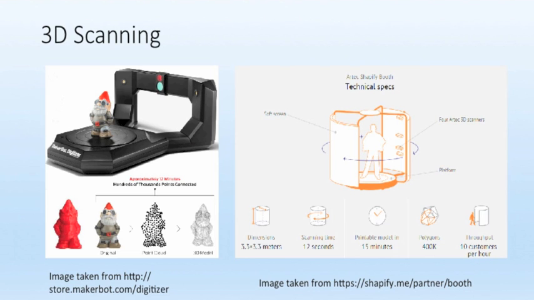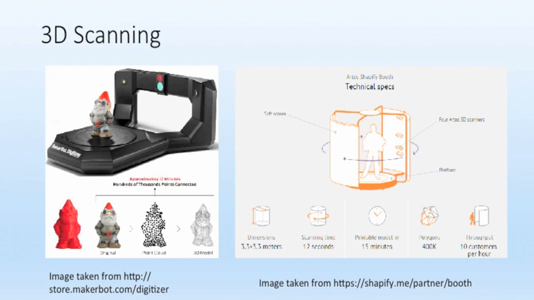Next. So the last way of getting a 3D model in my presentation would be 3D scanning. So basically you could buy a 3D scanner such as the MakerBot Digitizer. Basically, as seen in the picture, you could put your small toy trinket onto the platform, and this digitizer will 3D scan your object and form you the 3D model.